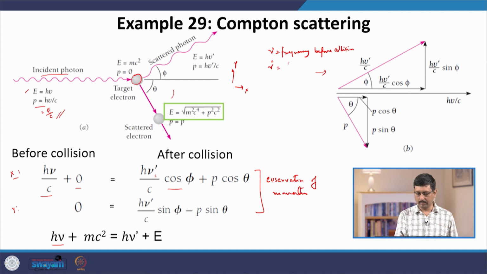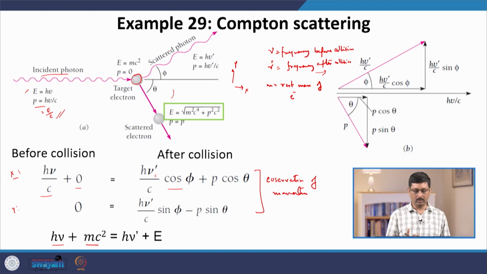Nu prime is the frequency after collision. Now, the electron is at rest, but here is the relativistic formula: it still has some energy, which is given by E equals mc square, where m is the rest mass of the electron. In the relativistic concept, the mass is a function of velocity, so we cannot go into detail. You have to assume that this is the relativistic expression for energy.